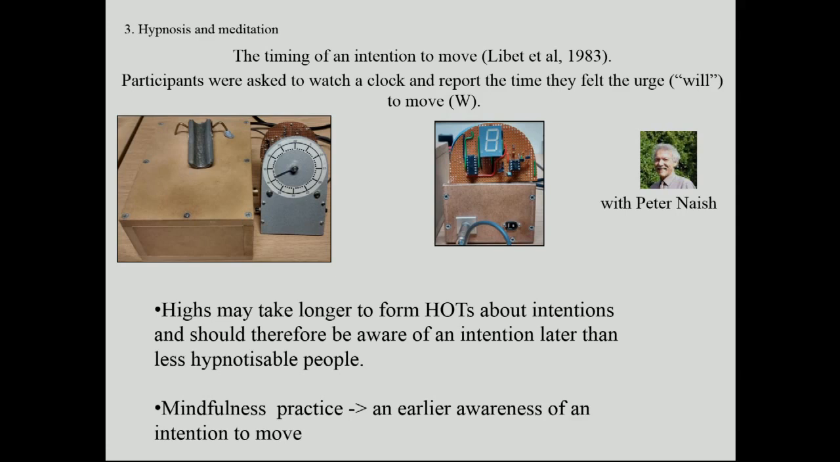So here's one conjecture. Why are some people more able to avoid accurate higher order thoughts of intending? In other words, highly hypnotizable people. Why are they like that? Well, one reason could be that some people are just less aware of their intentions in general, and they're slower. Consequence of that is they're slower to be aware of their intentions when they do happen.